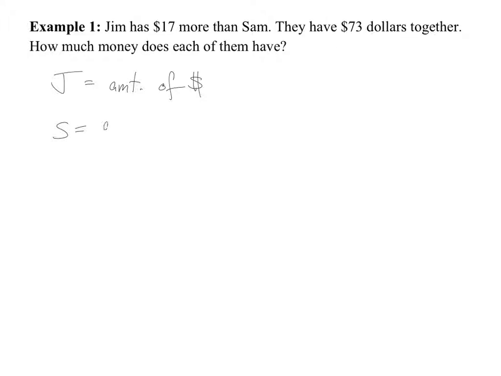And please, you can abbreviate things as long as it's common sense. Like what I'm writing now, does that make sense to you? Amount of money, amount of money. Okay, or you can even put Sam's money. Sam and then a dollar sign if you want to. That's fine.